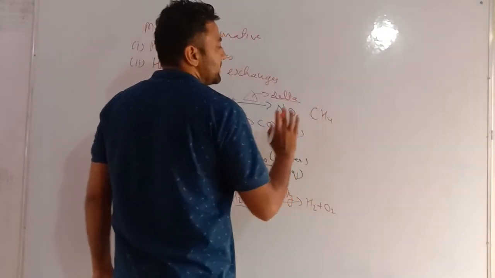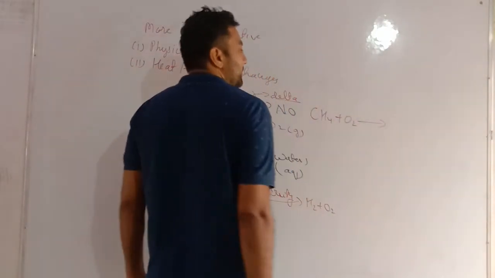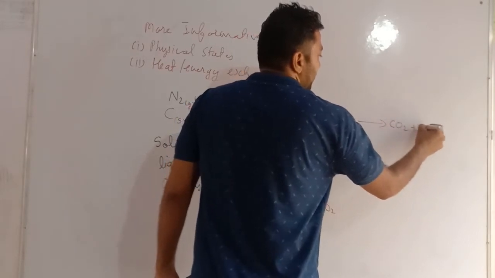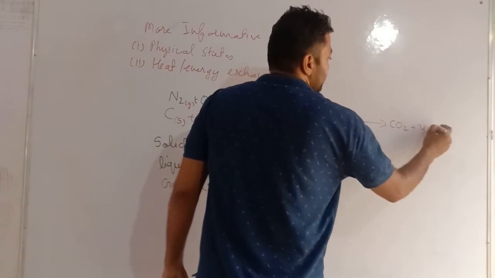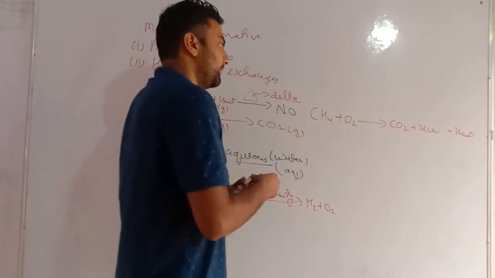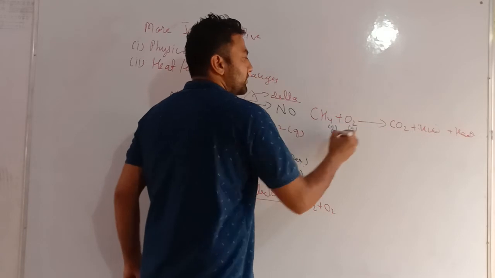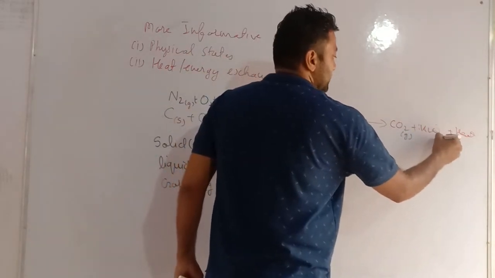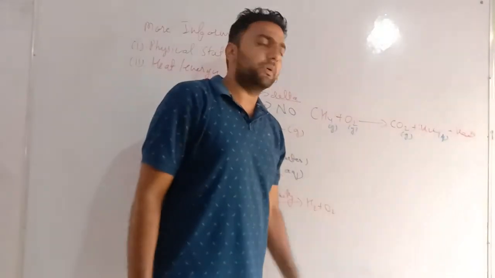LPG gas we are using is having methane CH4 plus O2 gives us carbon dioxide plus water in vapor form, that is H2O, plus heat. Very important. Whenever you see CH4, LPG in gas, oxygen in gas, carbon dioxide in gas, H2O, basically it is liquid, but we get it in vapor form. You can write as G also and L also, but I am writing G.